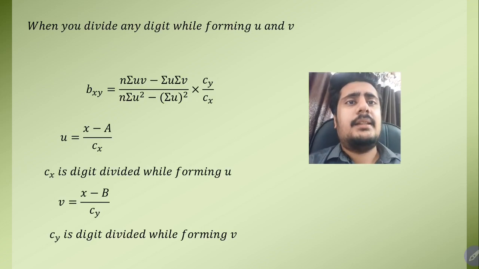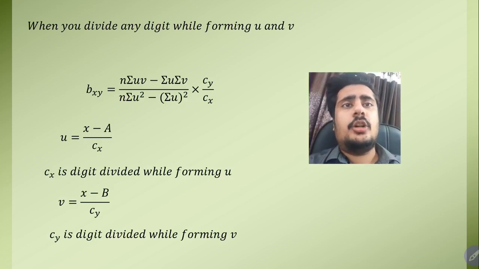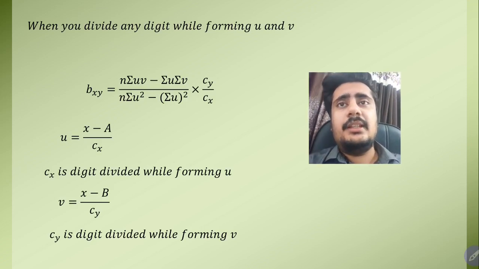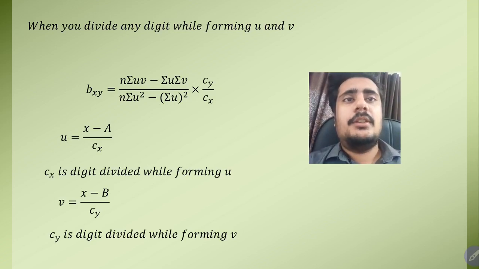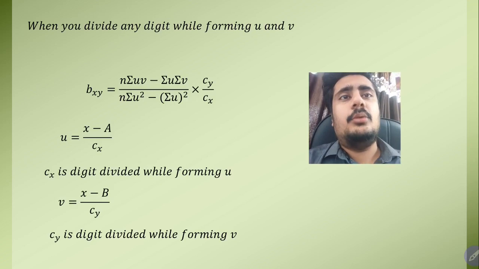Then in the last lecture we started a formula called the shortcut formula. The formula was b is equal to n sigma uv minus sigma u sigma v upon n sigma u square minus sigma u whole square.